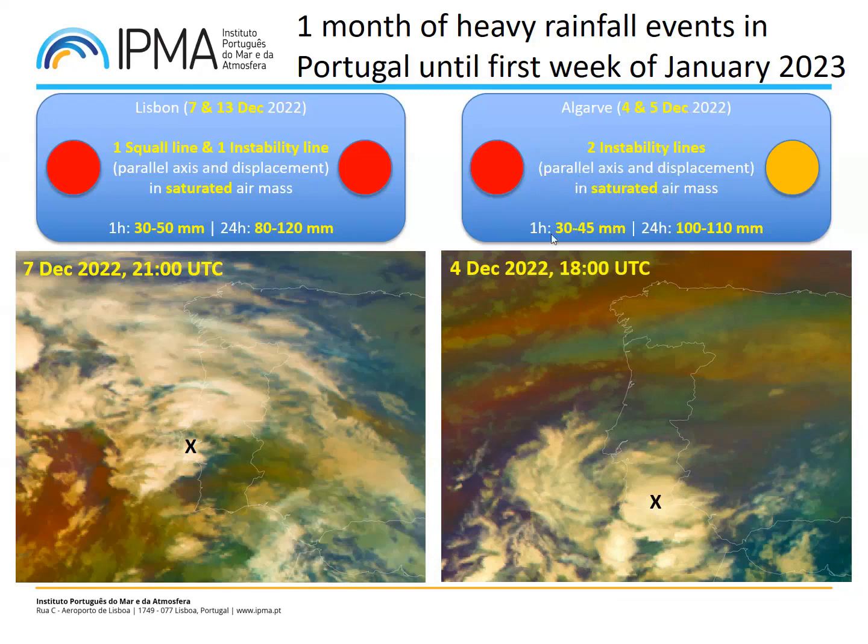Again, the values of precipitation in 1 hour were between 30 and 45 millimeters, and in 24 hours between 100 and 110. So similar to what happened in Lisbon, but with less impacts, because it's not these areas here, although there were some problems, of course, too, but they don't have the same kind of structural issues as the city of Lisbon.